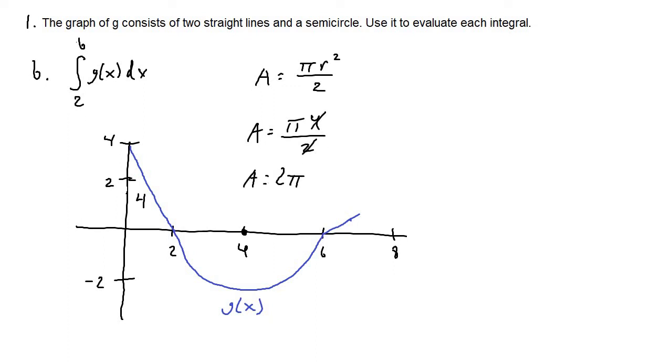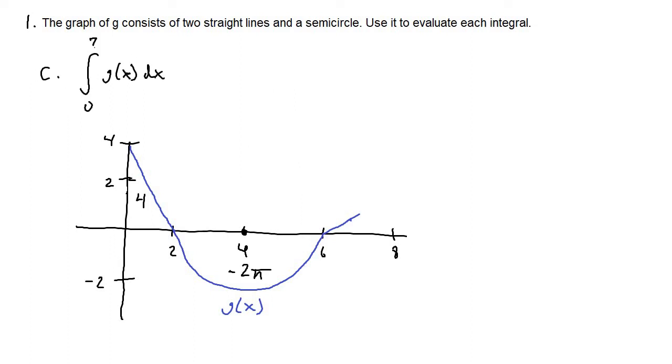Now be careful here because the area under this curve here is below the x-axis. And just a thing to keep in mind, whenever the area is below the x-axis, it's going to be a negative area. So for example, in part A where we had this area which was above the x-axis, that was a positive area. But this area is below the x-axis, so it's a negative area. So it's not positive 2 pi, it's negative 2 pi.